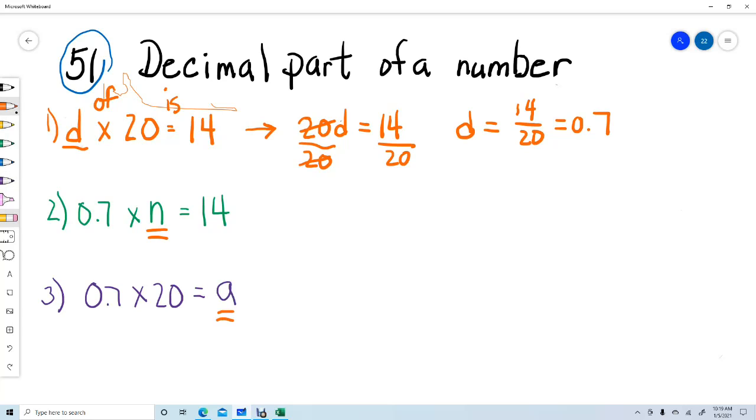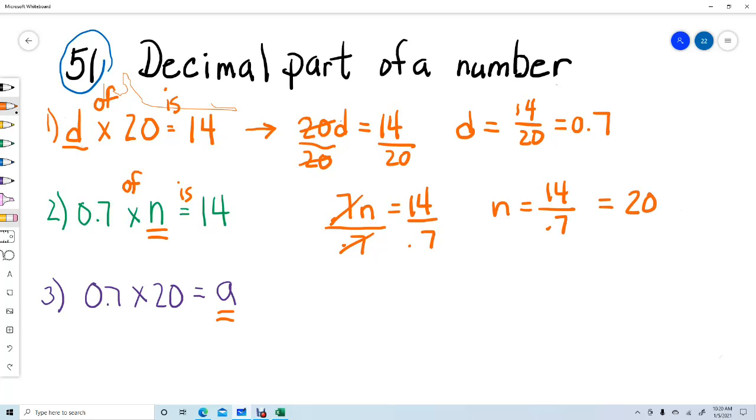Okay. In number 2, the word problem in the book would say 7/10 of what number equals 14? And it would be written 0.7 times n equals 14. You would divide both sides by 0.7 so that you can cancel that on the left-hand side. Now you're left with n equals 14 over 0.7. And I can tell you that that is going to equal 20. This was already worked out ahead of time. You'll have to do the division on your own.